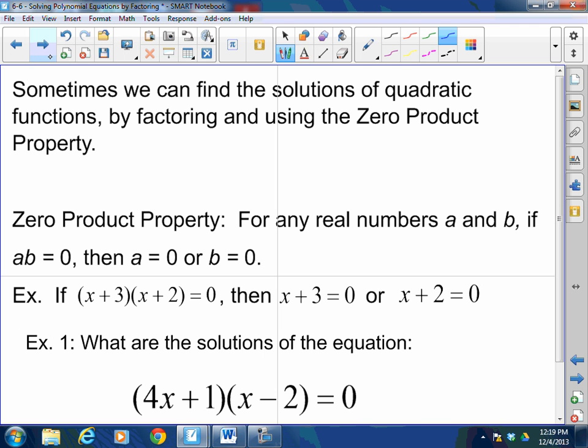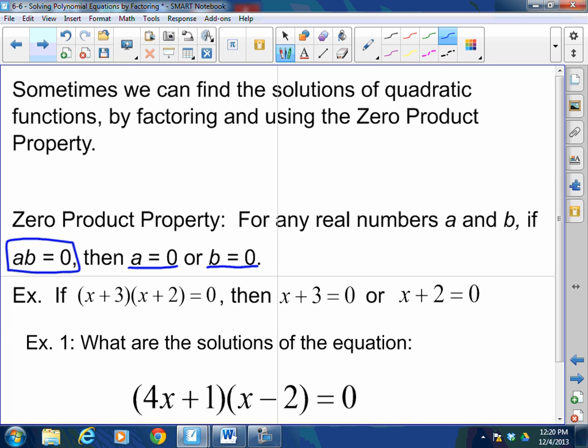Okay? Now, how does this work? Sometimes we can find solutions of quadratic functions by factoring and using what's called the zero product property. Let's first teach you the zero product property. The zero product property states the following. For any real numbers a and b, if a times b equals 0, then a equals 0 and/or b equals 0. So what does that mean, Mr. Morrow?